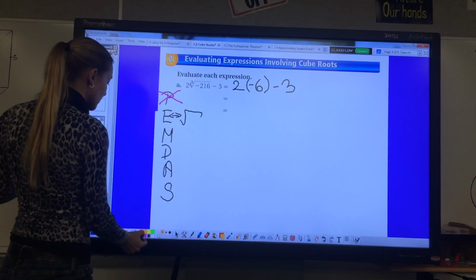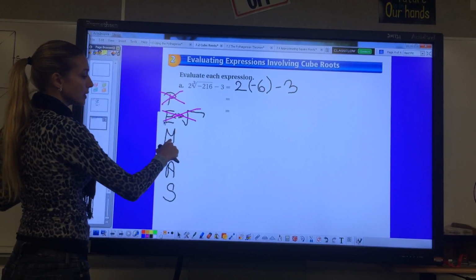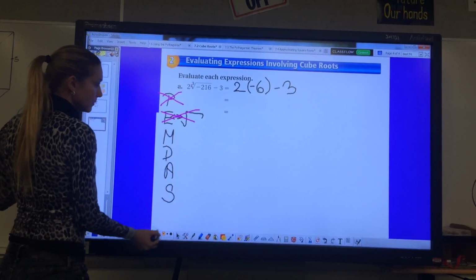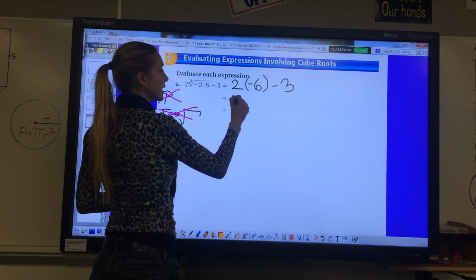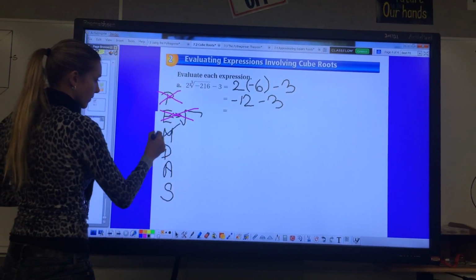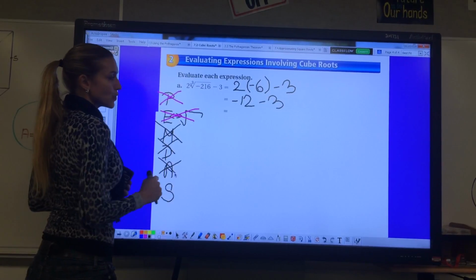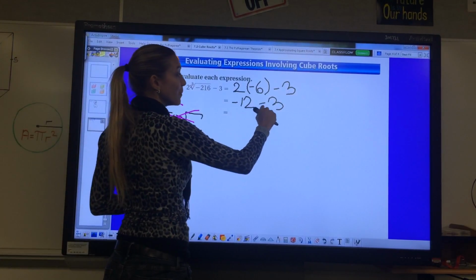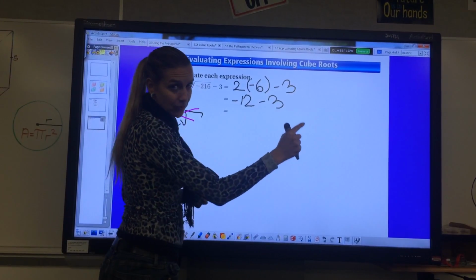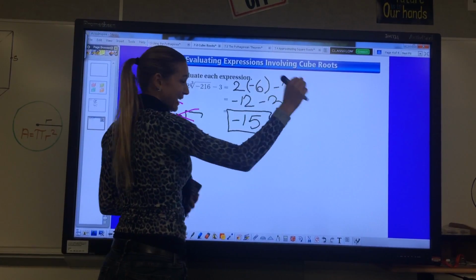So I took care of my exponents and radicals. Now it says do multiplication. 2 times negative 6 is negative 12, minus 3. No division, no addition. I have a subtraction. Negative 12 minus 3 is negative 15. And here's the answer.